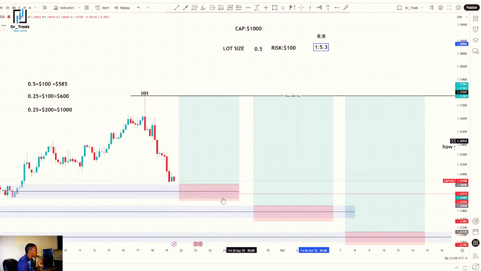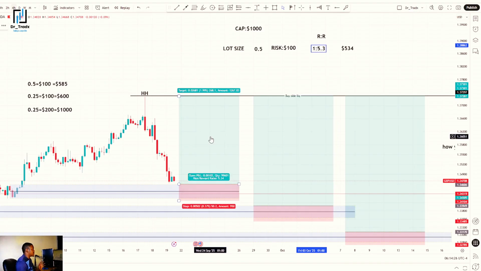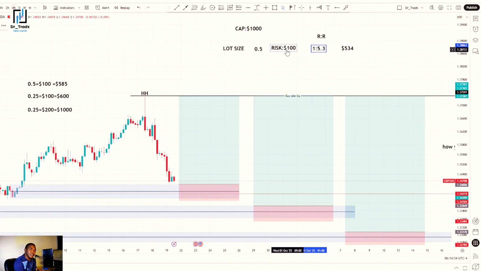Once I reduce to 0.5, that means on this trade I am willing to lose $100. And at a risk to reward of 1:5.3, my reward on this trade is going to be how many dollars? $534. Are we together? So if this trade goes my way, the first one, I'm going to receive $534. But if I am going to lose it, I'm going to lose $100.